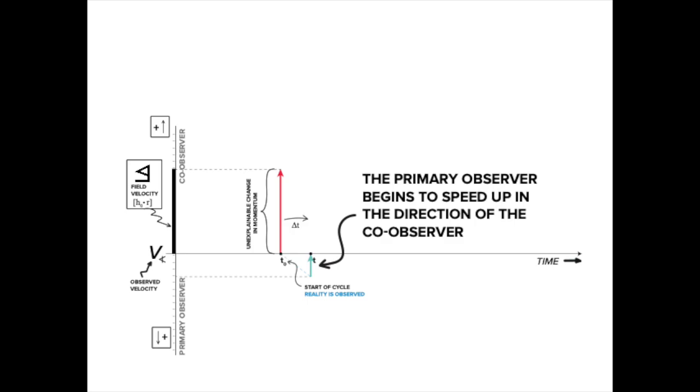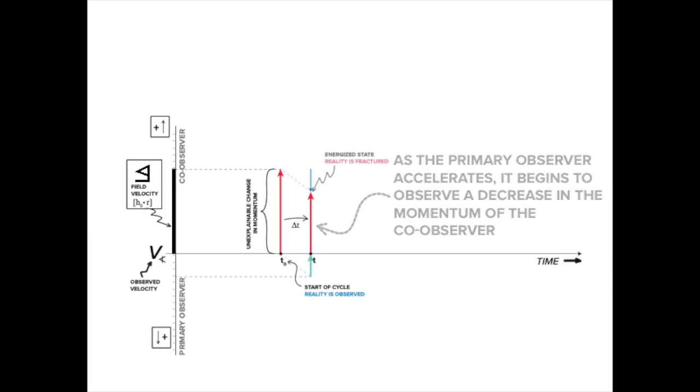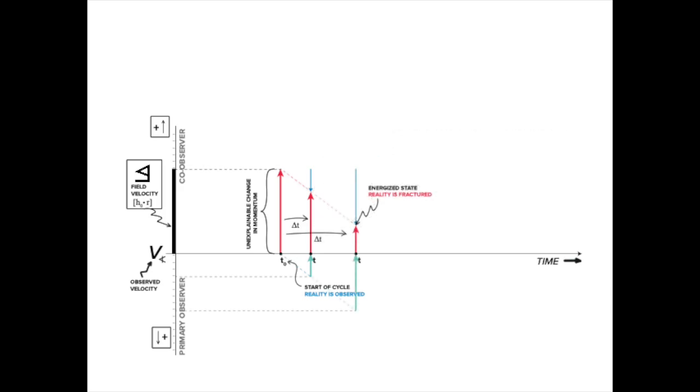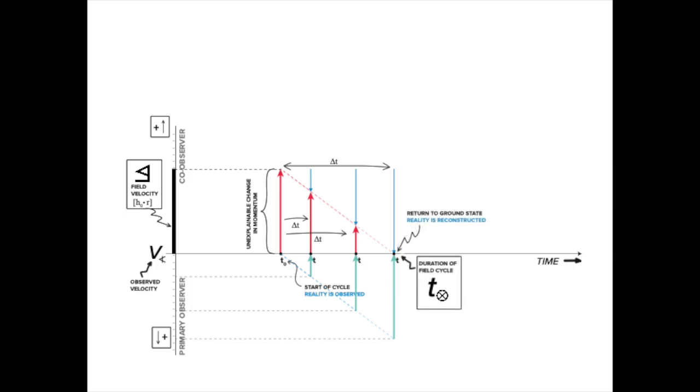We can see that as the primary observer accelerates toward the co-observer, the primary observer observes the co-observer to lose its energized state. Eventually, the primary observer observes the co-observer to exist at its ground state once again. The primary observer has now reconstructed its reality after the field fractured it. We will call the period that it takes to re-establish reality the duration of the field cycle.